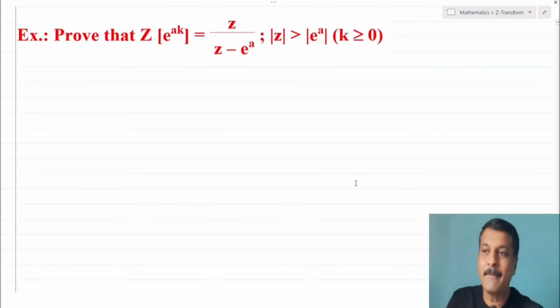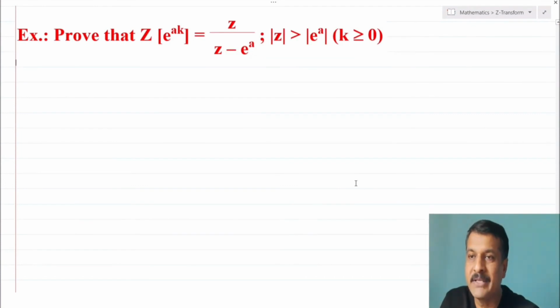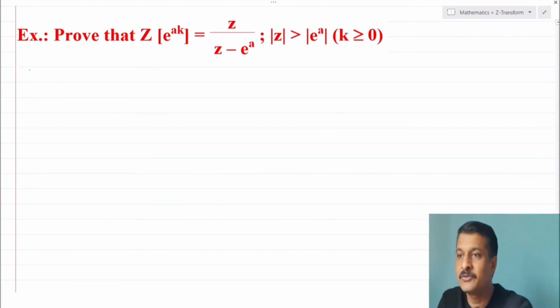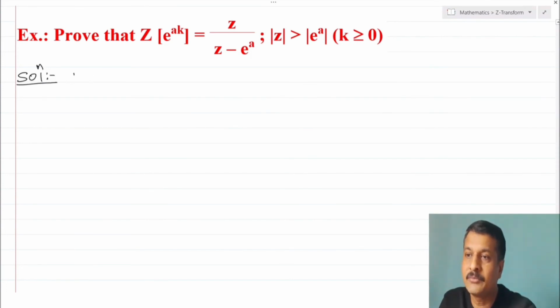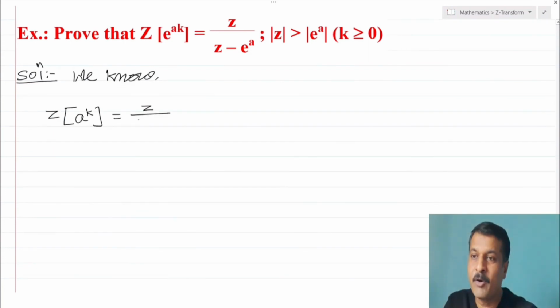Now consider a new example, that is to prove that Z transform of E raised to AK equals Z upon Z minus E raised to A, where mod of Z is greater than E raised to A, K is greater than or equal to 0. A very simple way you can prove this one, or another way by the formula of summation. So solution, as we know, Z transform of A raised to K equal to Z upon Z minus A, where mod of Z is greater than mod of A and K is greater than or equal to 0.